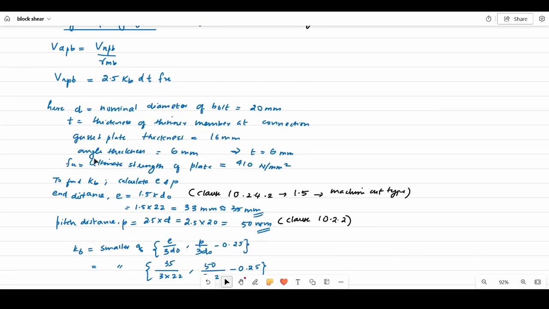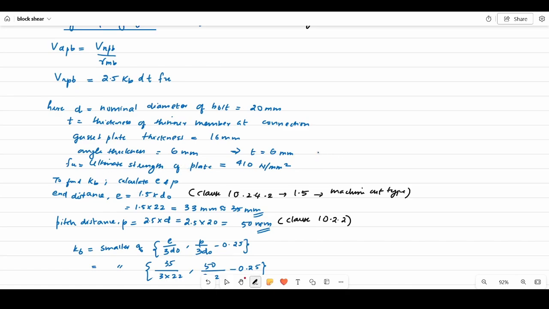So this will be taken as d, and t is the thickness of the thinner member. Since the cassette plate has a thickness of 16 and the angle we assumed is 80 by 80 by 6, where 80 by 80 denotes the leg sizes and 6 denotes the thickness. Now what will be the t value? The minimum of 16 and 6 will be 6.